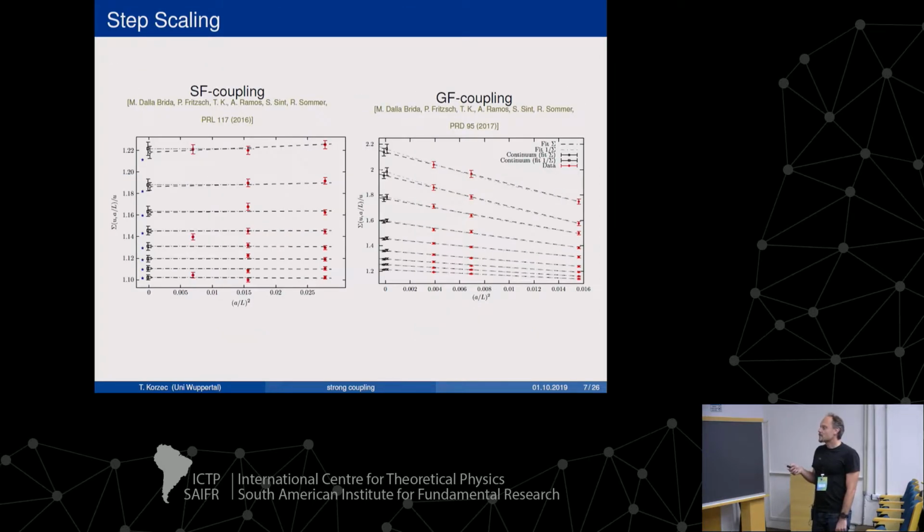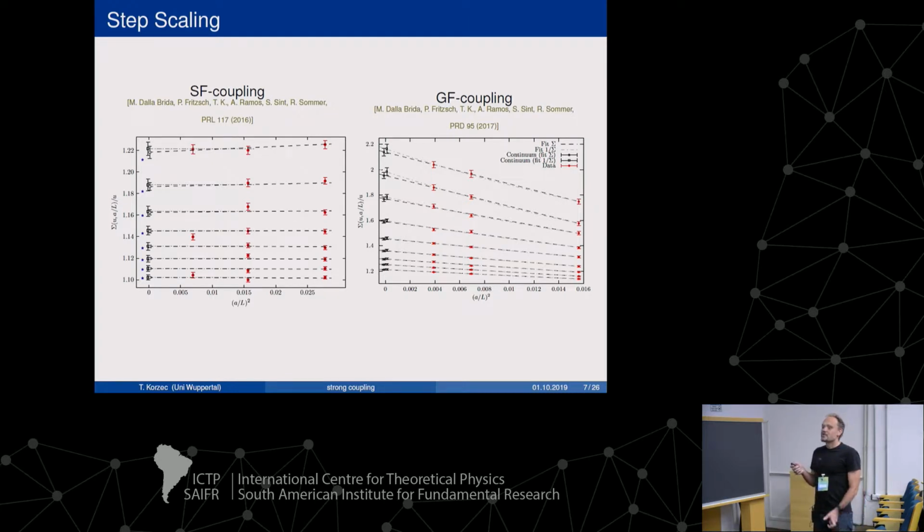The result of such a calculation is shown here. These are the continuum extrapolations. Each point that is red here is a pair of two simulations. And we do it for this SF coupling and for the GF coupling: the GF coupling at lower energies, the SF coupling at very perturbative energies.